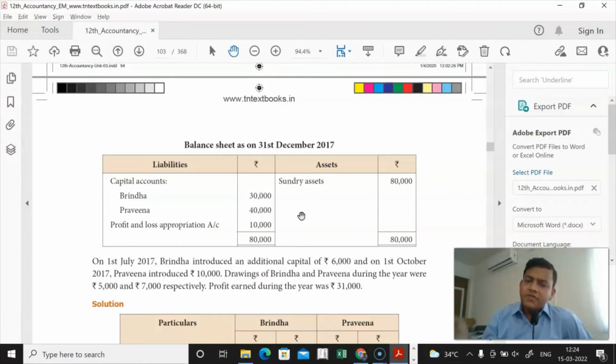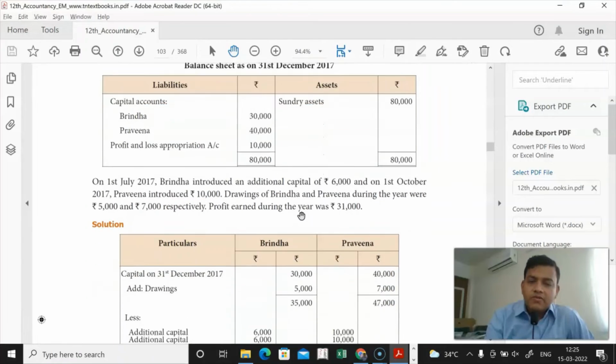Okay, the balance sheet is from January to December. So from 1st July, Brinda has additional capital of 6,000, and on 1st October, Praveena introduced 10,000. Drawings of Brinda and Praveena during the year were 5,000 and 7,000. Profit earned during the year is 31,000. Okay, now of the 31,000, the P&L appropriation of 10,000 has already gone. So the balance of 21,000 is only what we have to distribute, right? So that's what we will see in this question.